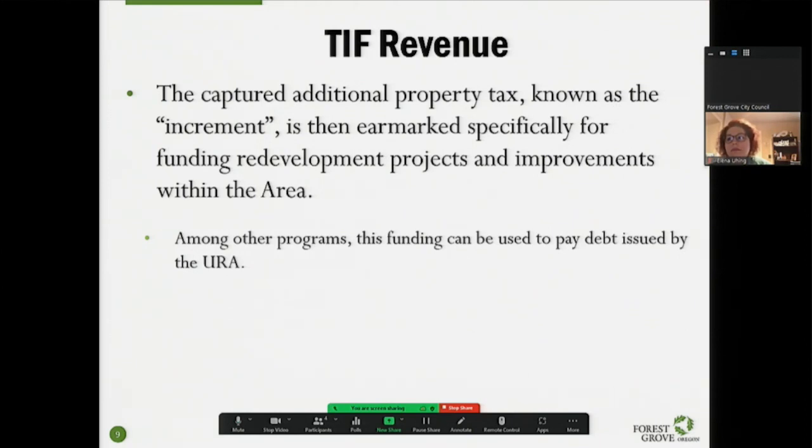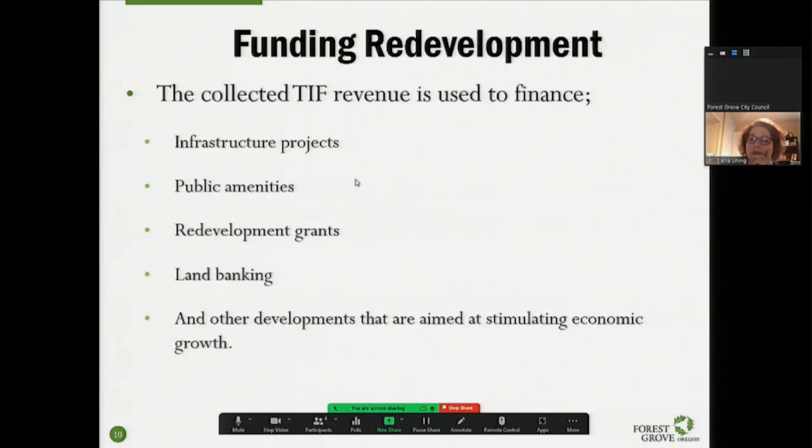I think it's one of the really important things about a URA district is that once it gets going and gets started, you get a synergy around the redevelopment, and you kind of reach a critical point when it starts to really take off. The Urban Renewal Plan outlines how the revenue can be used. Programs include infrastructure projects, public amenities, redevelopment grants, land banking, and other projects aimed at stimulating economic growth.